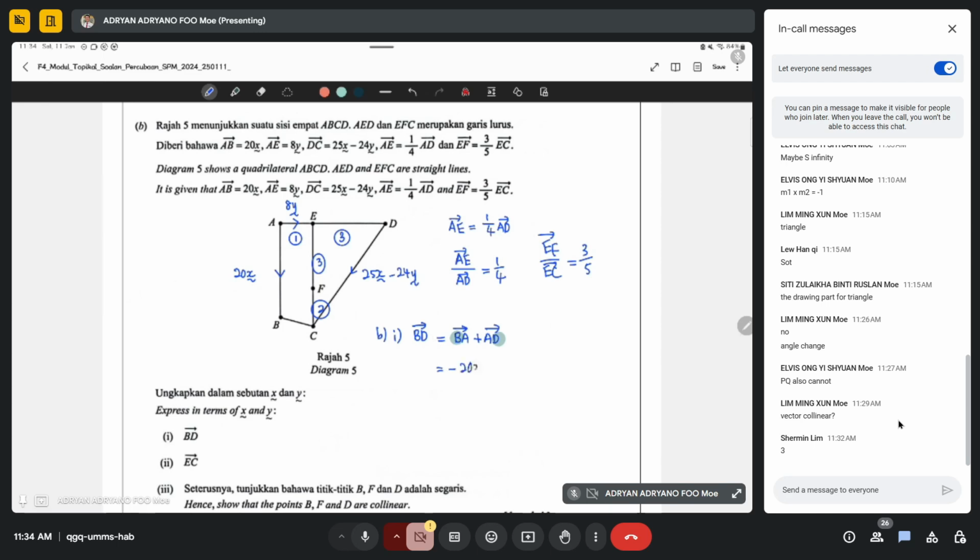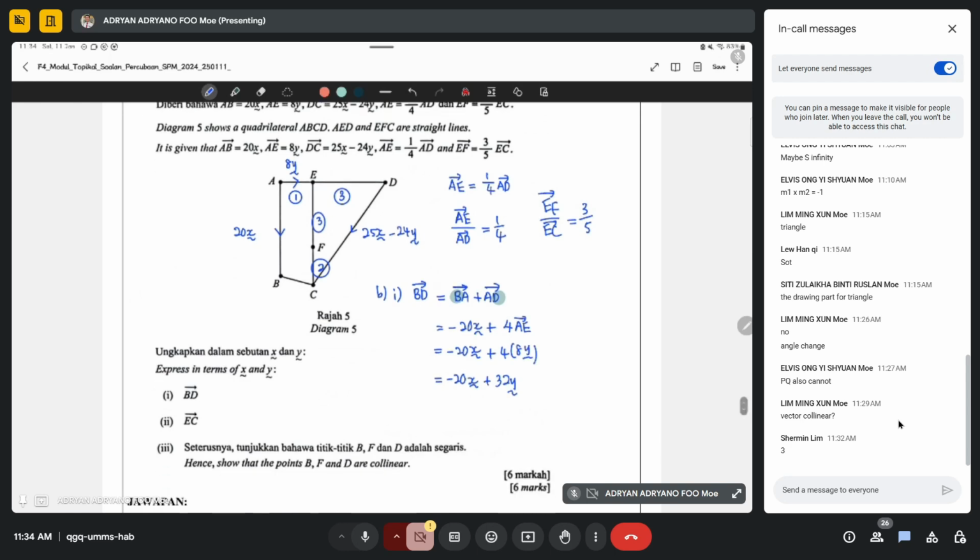Okay, so BA 就是 negative 20x 加 AD. Okay, AD 怎么样找？AD 占 4 个 part 对吗？我们有的是什么 AE, so basically is 4 of AE. So negative 20x plus 4 times 8y. So 减 20x plus 32y. Okay, this one no problem, this one is easy, right?